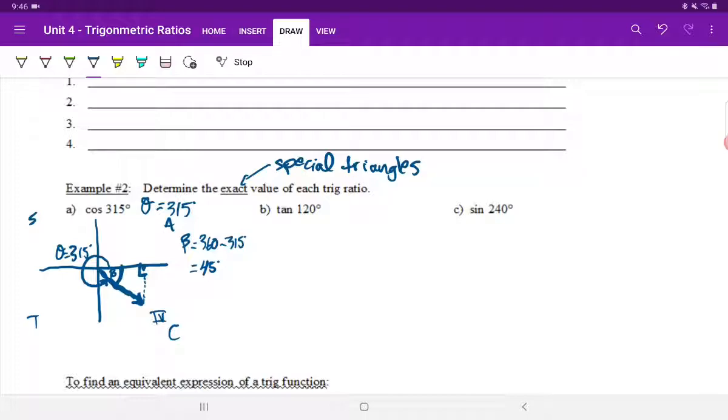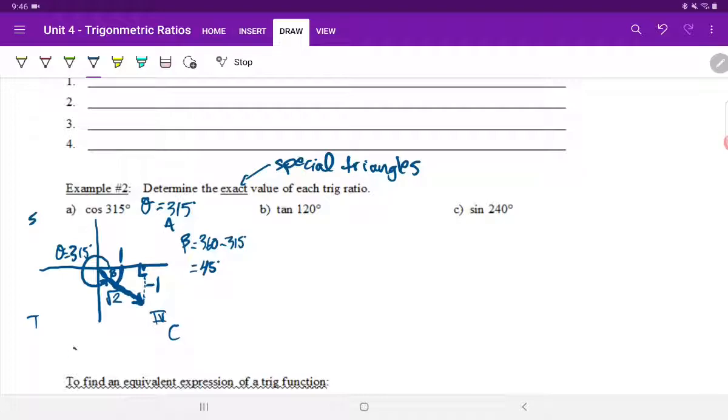So let's label my special triangle now, since my related acute angle is 45 degrees. I've got a positive 1 here because I'm on the positive x side. I've got a negative 1 here because I'm on the negative y side. And remember, the radius or the hypotenuse is always positive. It's a measurement. It's the square root of 2. So we found the related acute angle, and that helped us realize that we had a special triangle situation where I can find the exact value.